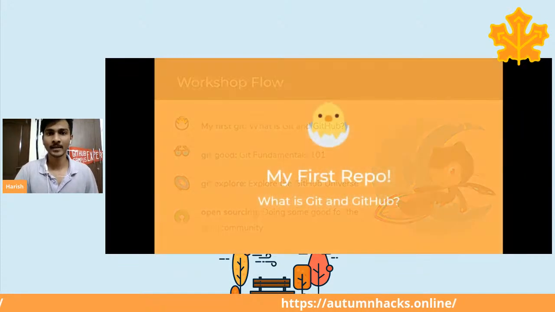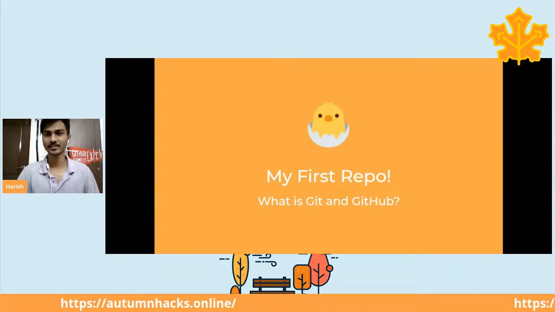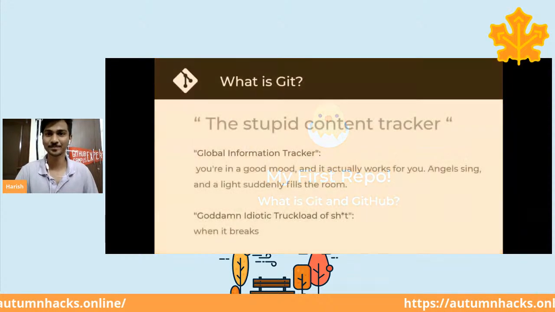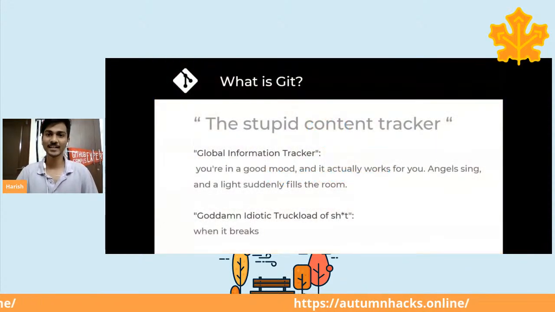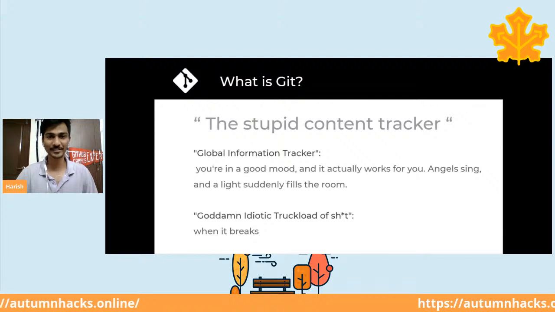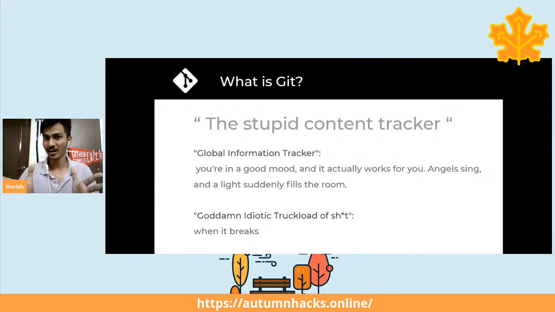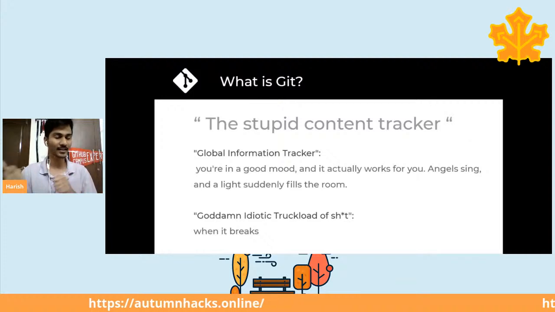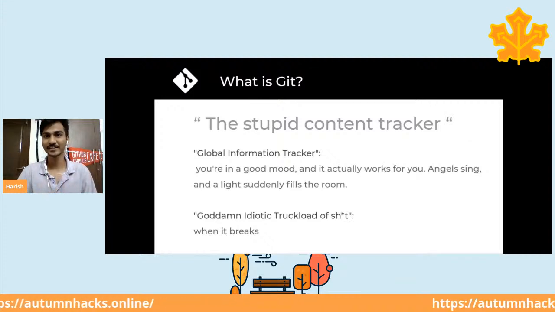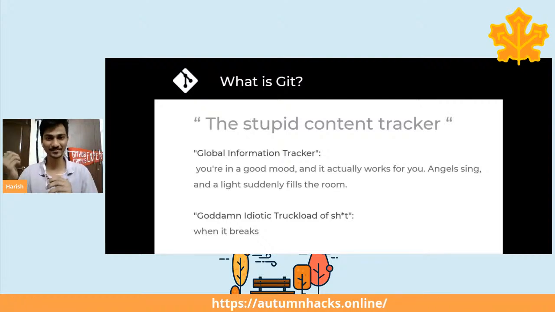So yeah, my first repo. What exactly is Git and GitHub? Let's get started. Git can mean anything actually. It's sometimes called a stupid content tracker or a global information tracker, if you're in a really good mood. This is actually the message which Linus Torvalds, the creator of Git, has put up in Wikipedia. So if it works, we call it good. If it doesn't work, it's just a goddamn truckload of shit.